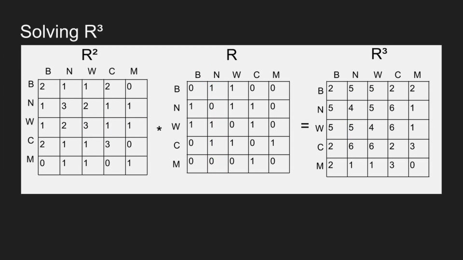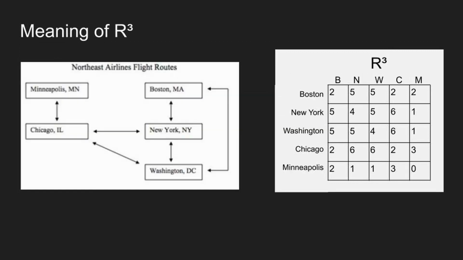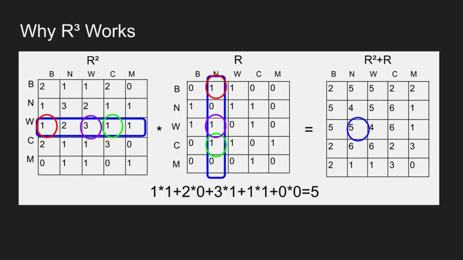The problem then asks us to find R cubed. You find this by multiplying R squared by R. As you can see, the matrix on the right is R cubed. R cubed shows the number of 3-step, or 2-layover, paths between two cities. The reason R cubed works is because R squared shows the number of 2-step paths and R shows the number of 1-step connections. This means that if a third city is connected to both the cities, then there is a 3-step connection between the two cities.